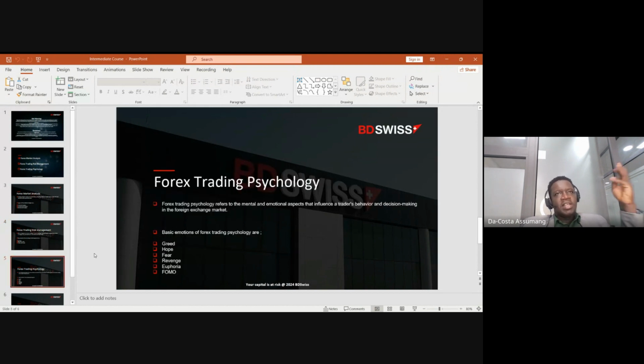Like I said, you need to understand trading strategies, risk management, and psychology. If you look at strategies, that's the analysis: technical, fundamental, sentimental. Risk management is risk management. We've looked at stop loss, take profit, lot size. These are the key things that you need to know. Lot size is very, very key.